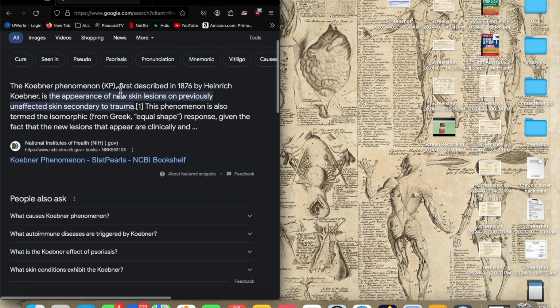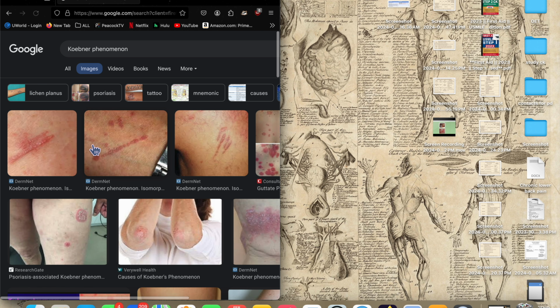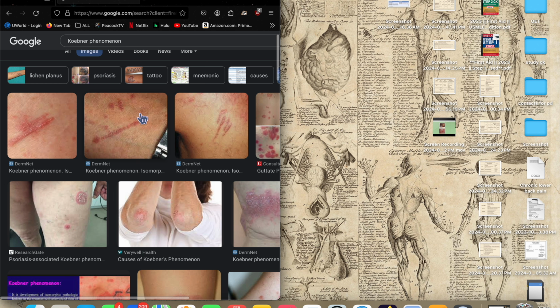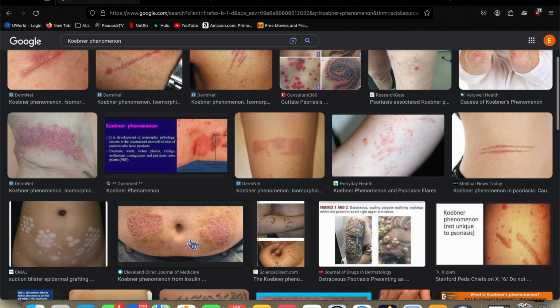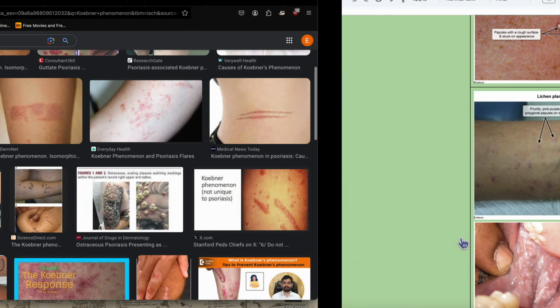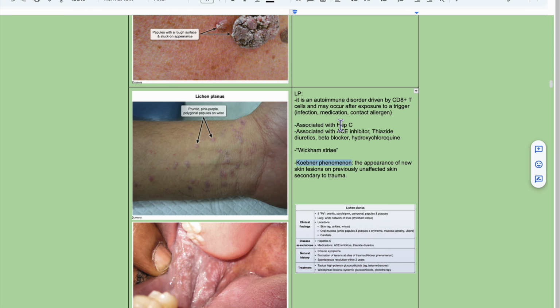The appearance of new skin. Says the same thing. Oh, okay, so like that. So minor scratches and now they have skin growing over there. Okay, so it's not unique to just lichen planus.